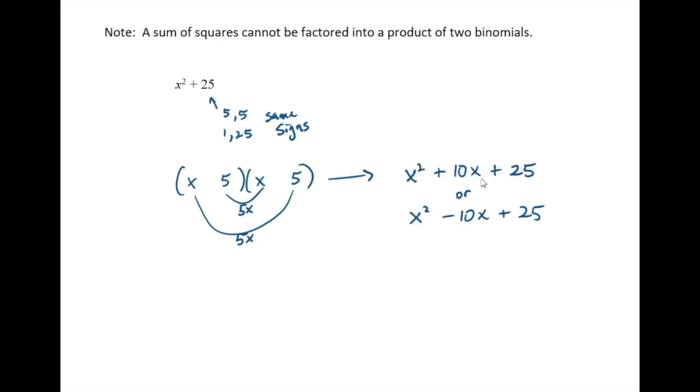So we get the x squared and the plus 25 in both of these cases, but we don't get the 0x for the middle term. In order to get that, we would have to have the difference of these squares so that we could have opposite signs. This polynomial is not factorable.